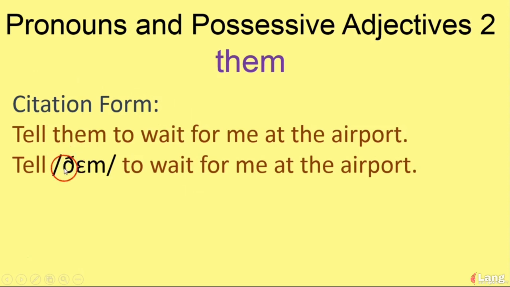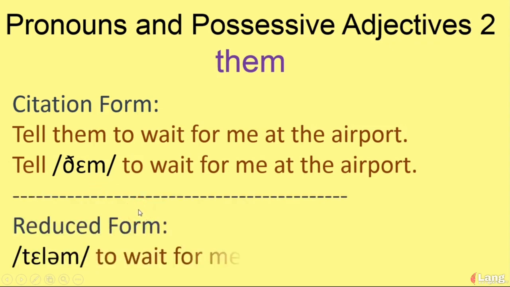This symbol here, as I explained in an earlier lesson, is the TH sound when it's pronounced with the voice. Th. This symbol is and then we have M. Them. Them. Tell them to wait for me at the airport.